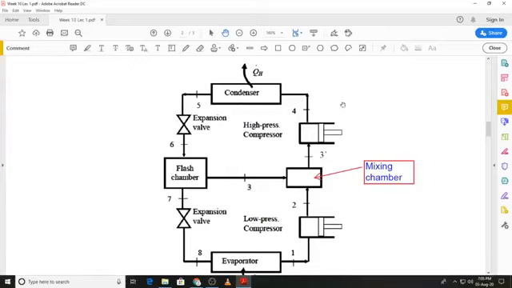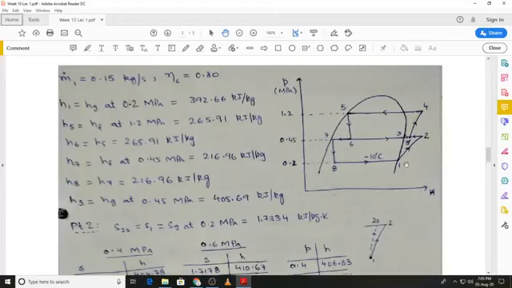So that is the schematic representation of the system, and the next thing is to represent the same on the P-h diagram. Now if you look at the P-h diagram, the state points that we had shown on the schematic diagram are transformed over here onto the cycle.